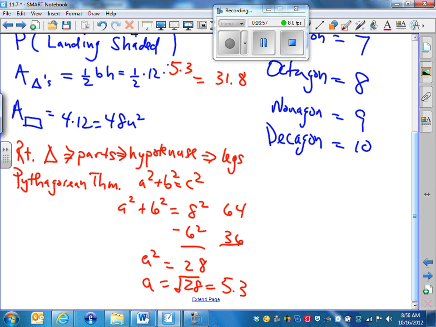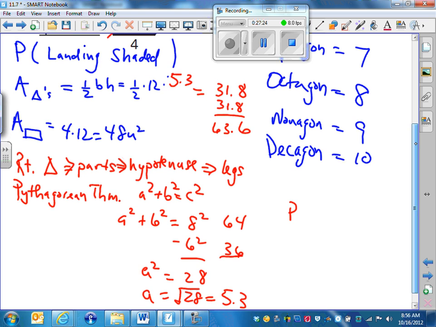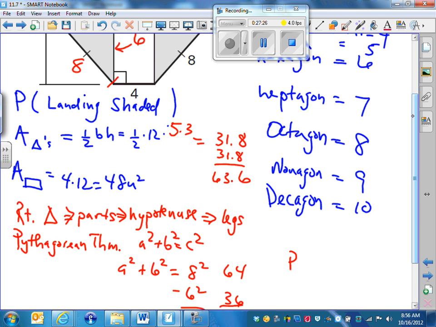So now when we go to our probability formula, we want to know the probability of landing in the shaded area. All right, I'm going to scroll back up in my notes here. I'm going to put 63.6 here. What's the total area? How do you find the total area? The two triangles plus the rectangle, what would that be? So 48 plus 63.6, what would that be? I need somebody to divide that out and find us what our probability would be for landing in the shaded area.